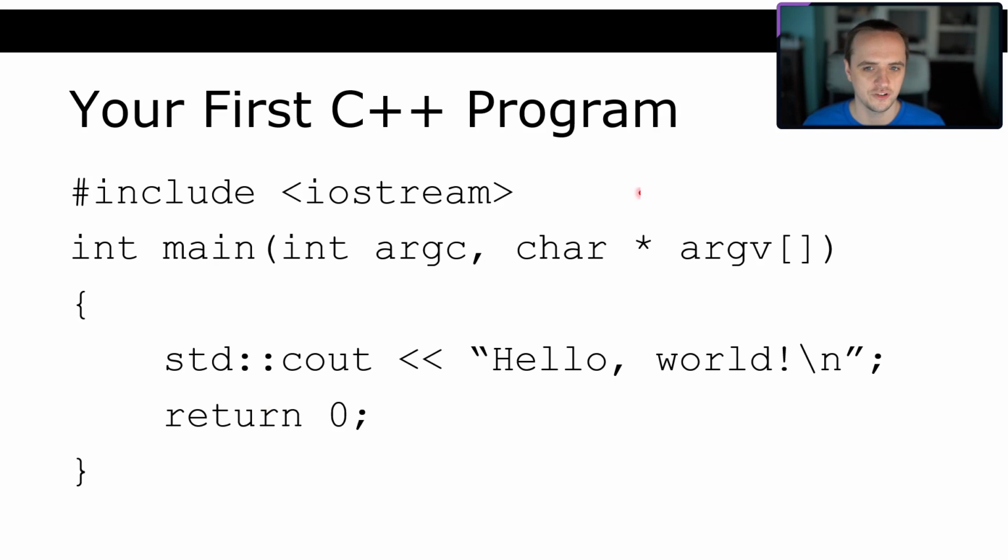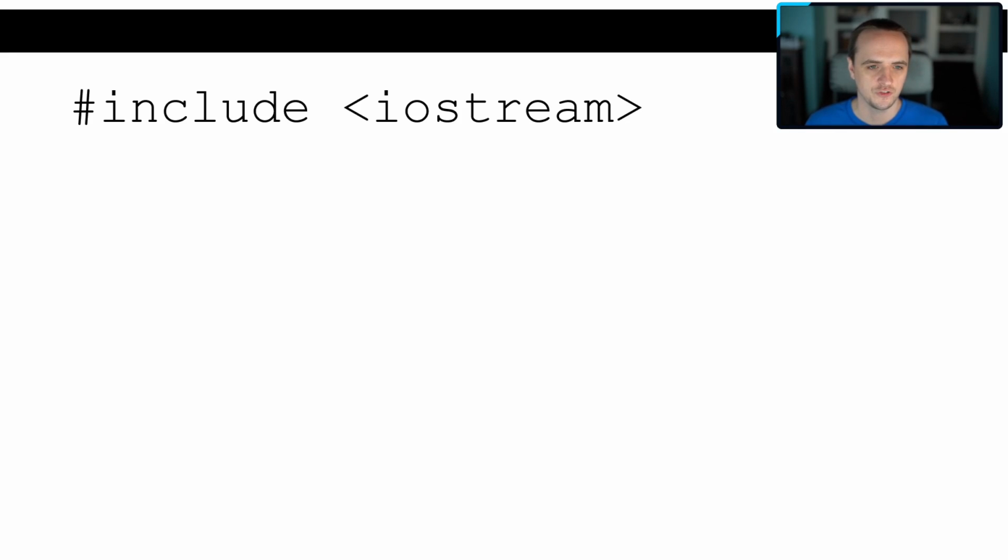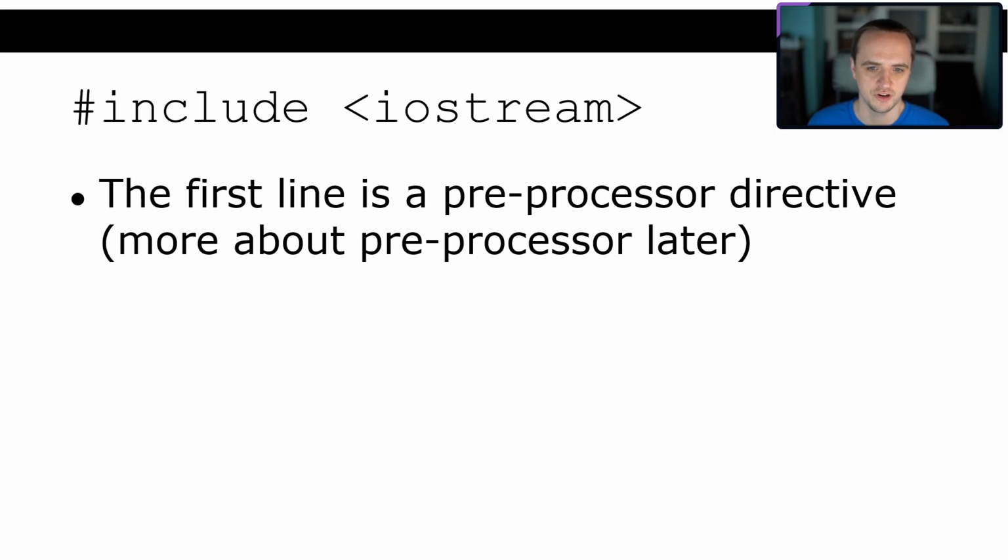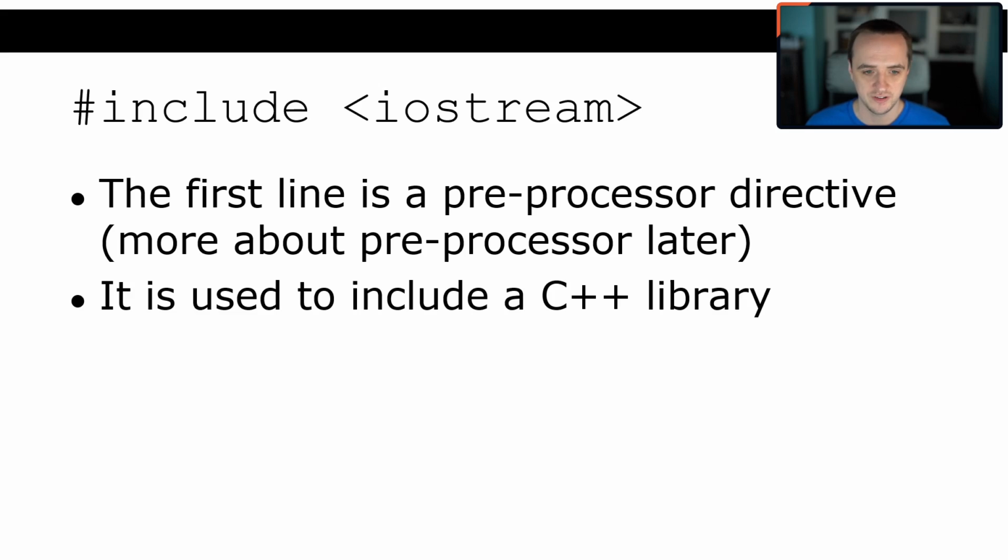Okay, so this is our first hello world program, and we're going to do this later in a live coding session, but for now, let's just walk through each line of this program and explain what each line is doing. So, this first line, #include <iostream>. The first line is called a preprocessor directive, and we'll get into the preprocessor later, but essentially it's used to include a C++ library so we can use the functions from that library.